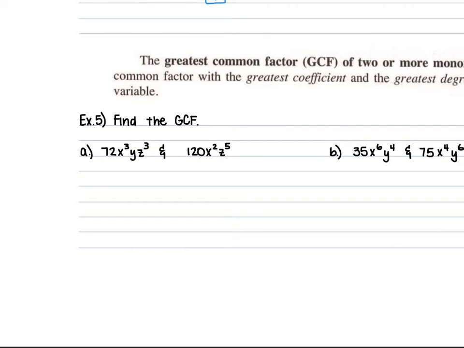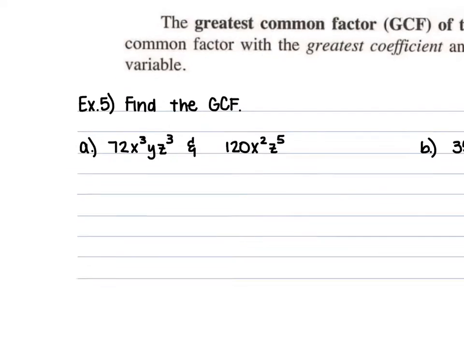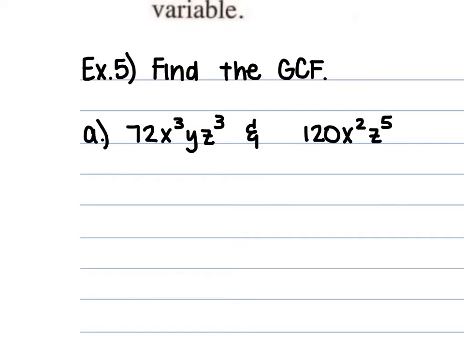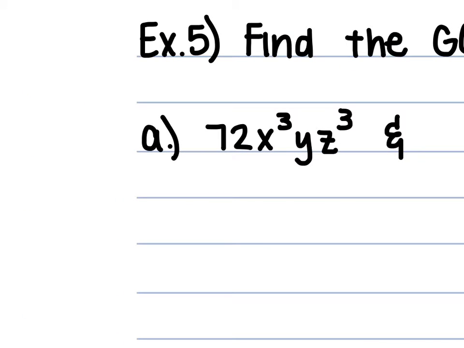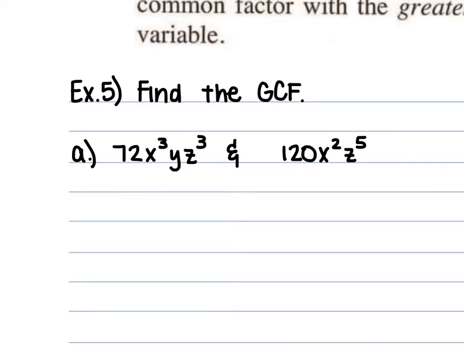Our next part in our notes is finding the greatest common factor of two terms. So when we find the greatest common factor of these two terms, we can find all of the factors of one of the numbers and then all of the factors of the other number, and then keep the variable with the smaller exponent, okay? So as long as we have variables that match, then we keep the one that has the smaller exponent. So if we look at example A, we have 72x cubed yz cubed and 120x squared z to the 5th power.